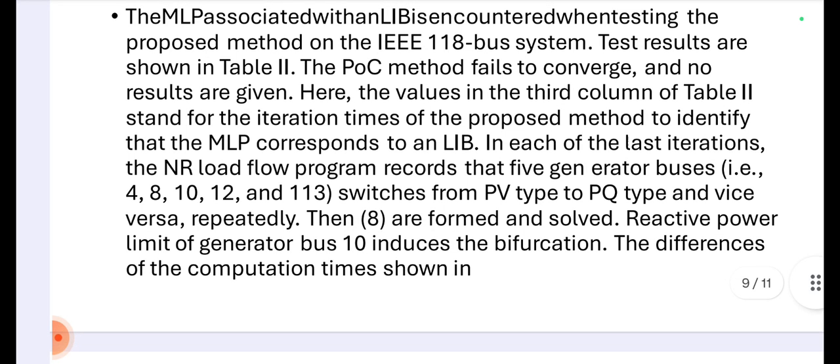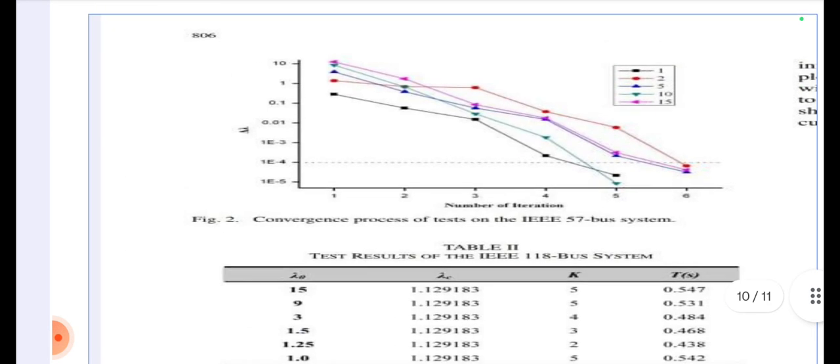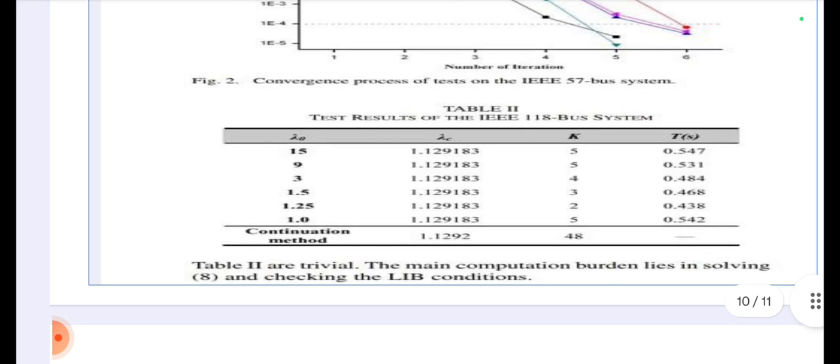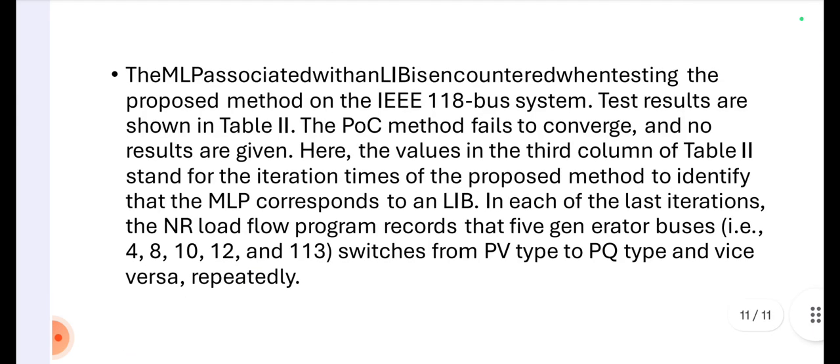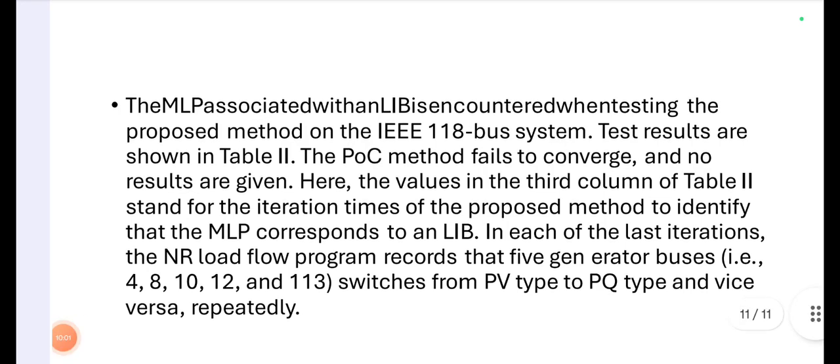The differences of the computation times are shown in this graph. We can see that the number of iterations, as epsilon goes from 0.1 to 1 to 10, is gradually decreasing. In the table we can see the 3 in the third row. It is an iteration process. So the MLP associated with an LIB is encountered. So we can see here. Thank you so much.